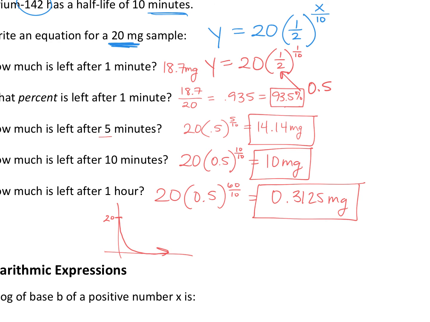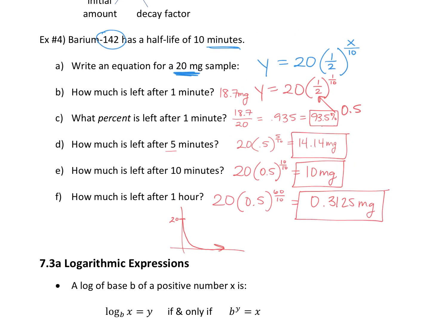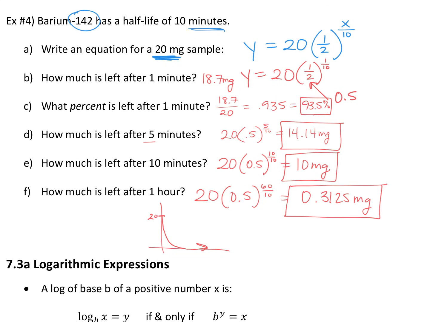For C on the percent line, did you get the divided by 20? The original amount. Oh, you divide by whatever you started with.